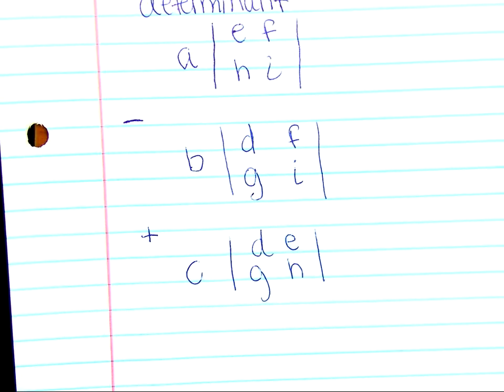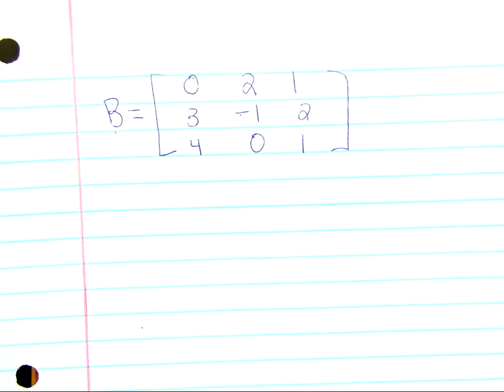So let's go ahead and do an example. So again, this is a 3 by 3 matrix, so keep those notes handy. The matrix is going to be labeled B, and it is 0, 2, 1, 3, negative 1, 2, 4, 0, 1. And I am wanting to find the determinant of that matrix.